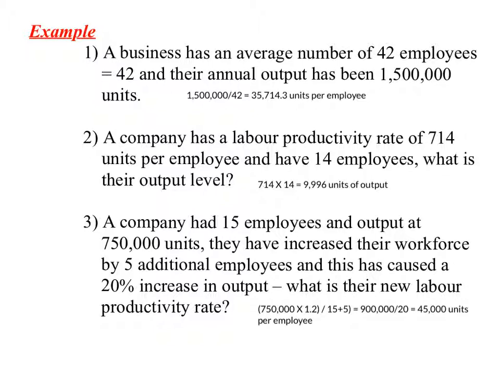Now, obviously that tells you that the labour productivity rate has fallen because before it was 50,000 and now it's 45,000. So with the increase in staff, it's actually had a negative impact on the business in terms of productivity, and now we're producing 5,000 on average per workforce. Within each employee, they're producing 5,000 less.